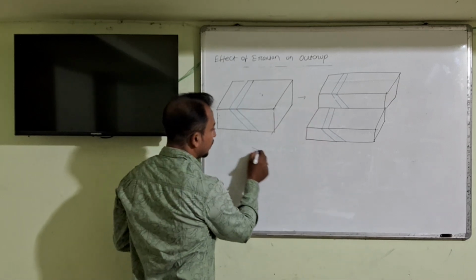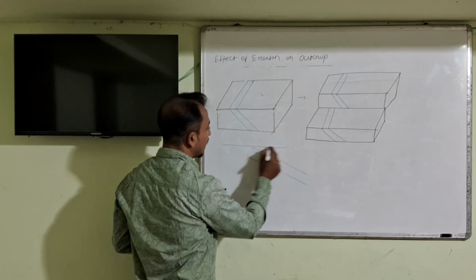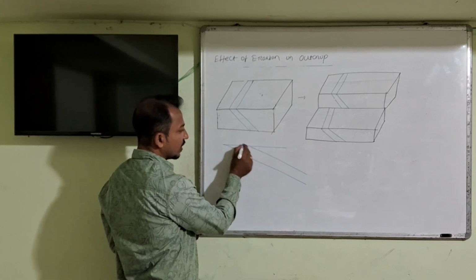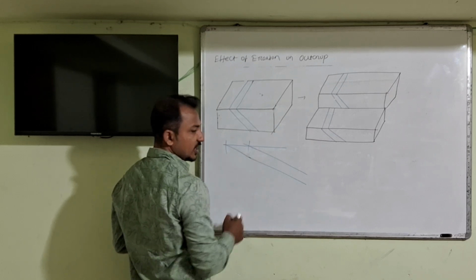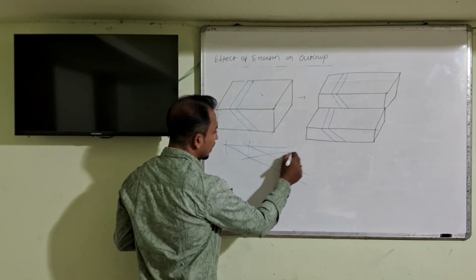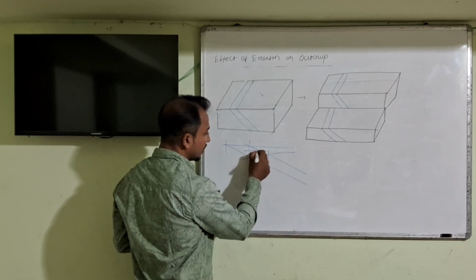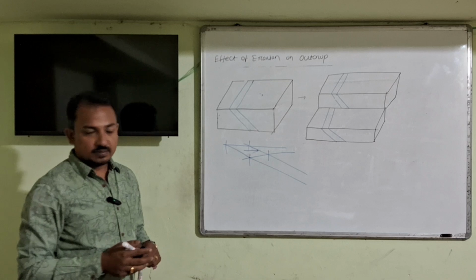That means, in a simple way, we can see here, suppose a bed here, so it is exposed to the ground here. Okay, so this is the exposure region. As it erodes, the exposure will shift. It will shift towards the dipping direction.